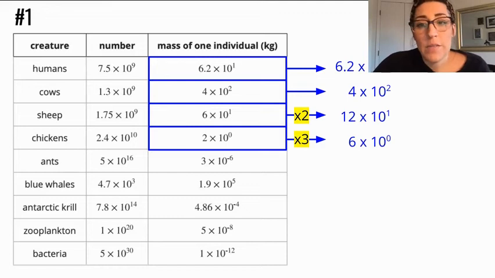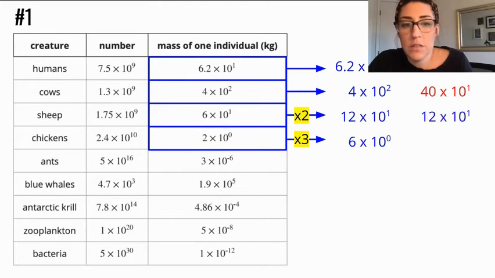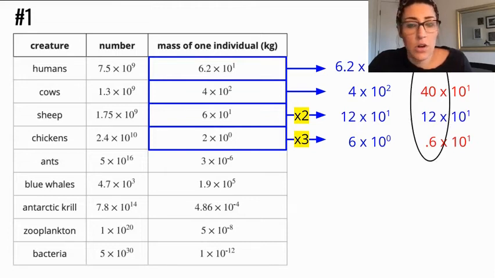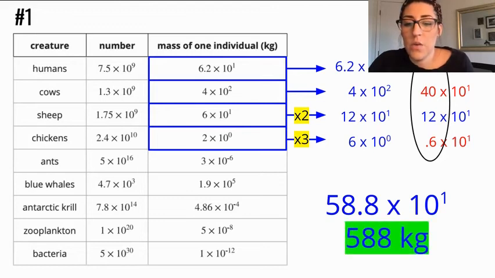Okay, so again, we have to have the same exponent if we're going to add these together. So we're going to rewrite these to all have a power of 1. We're going to change the cows to 40 times 10 to the first. The sheep will stay the same, and the chickens will be changed to 0.6 times 10 to the first. We can now add together all of those leading factors, and that's going to give us 58.8 times 10 to the first. So altogether, they weigh 588 kilograms. That is their total mass of all of those.